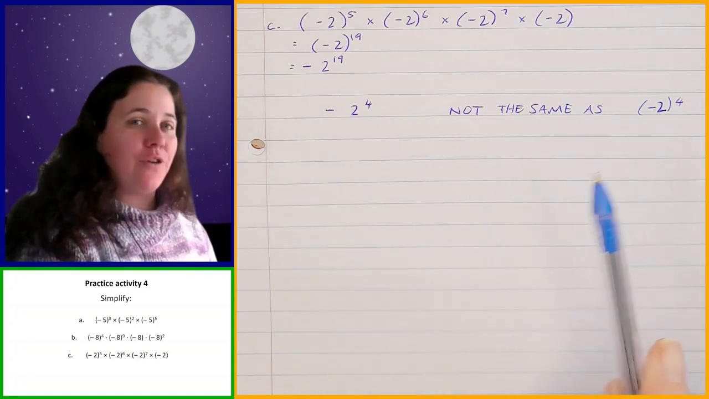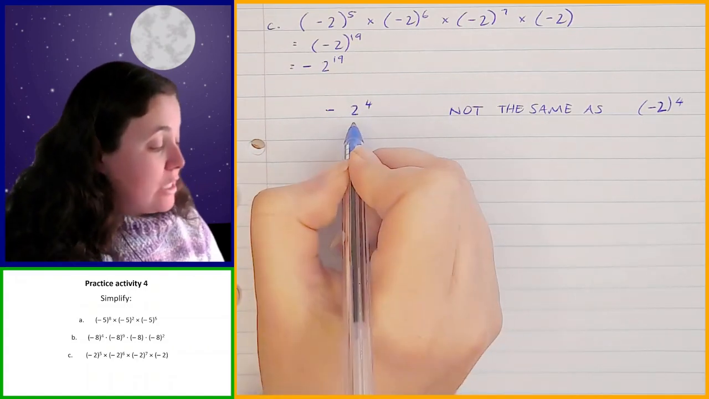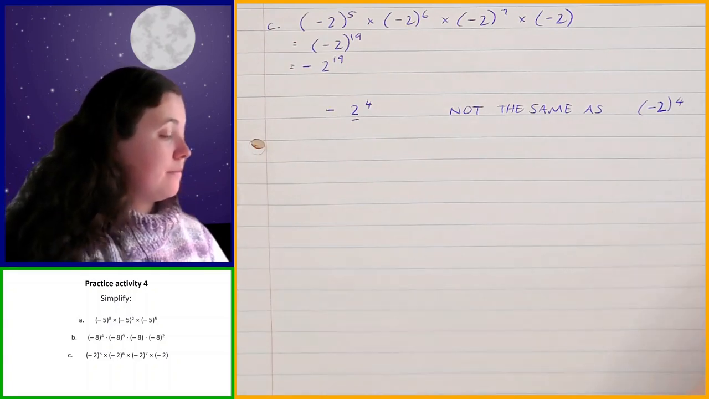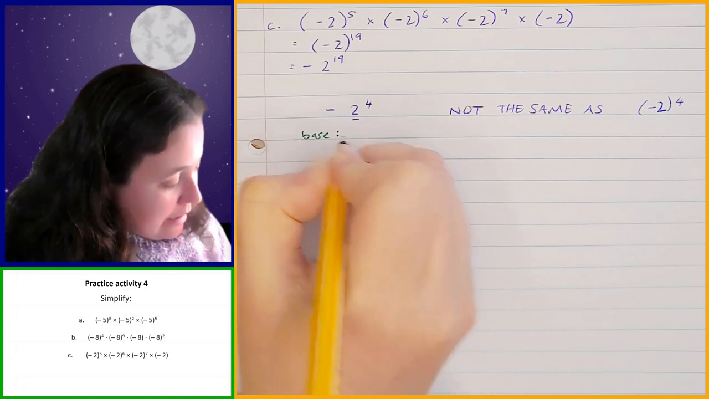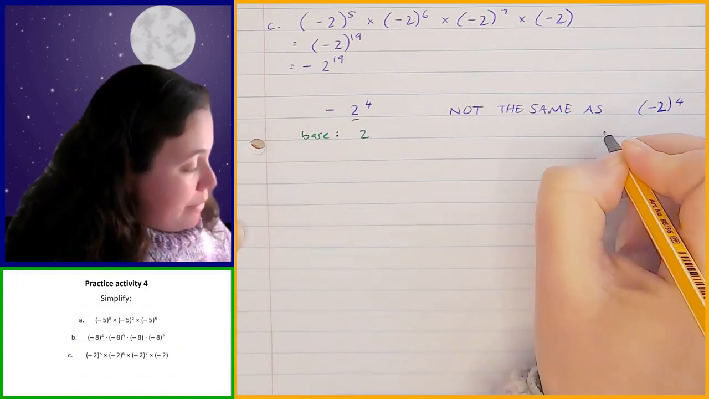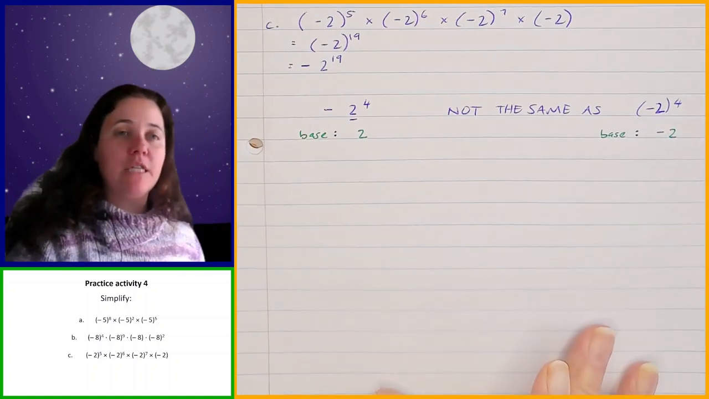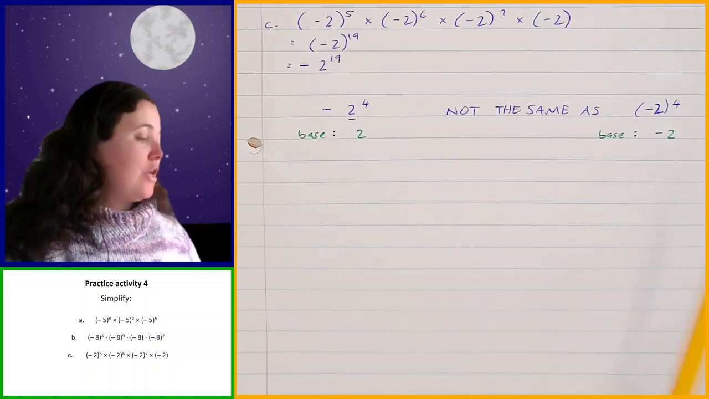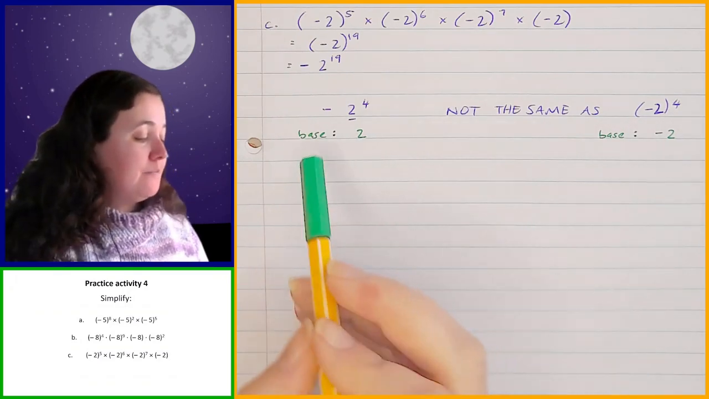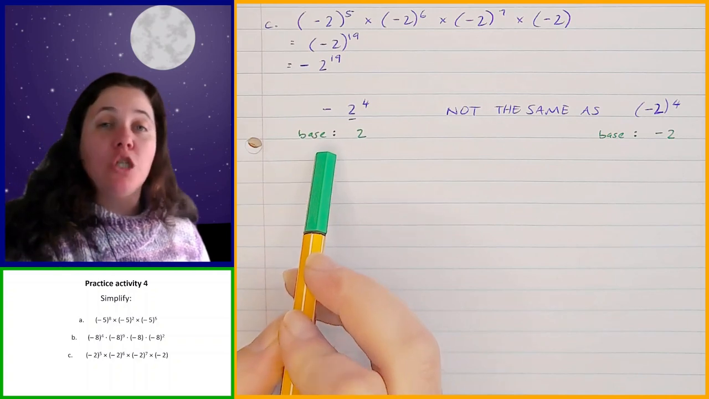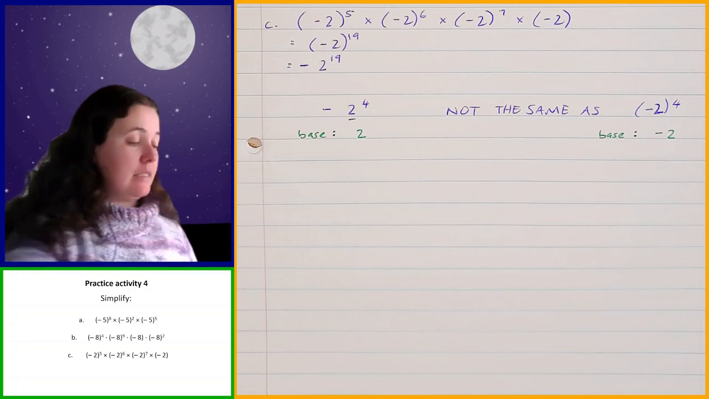That's different, okay? So in this case over here, the base is 2, but in this one, my base is negative 2. Okay, you see the difference over there. Because of the brackets, this one, the base is negative 2, but this one, the base is 2. Here, because the base does not include the negative, the exponent is not applied to the minus.